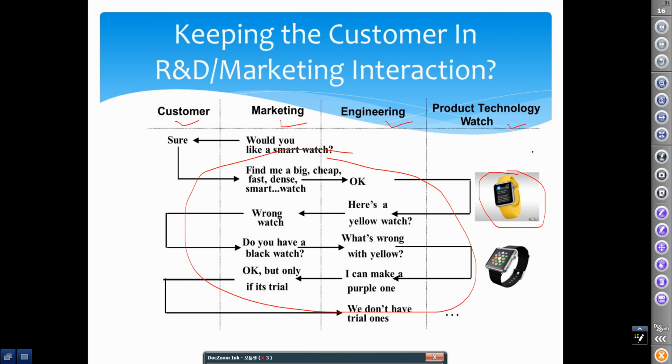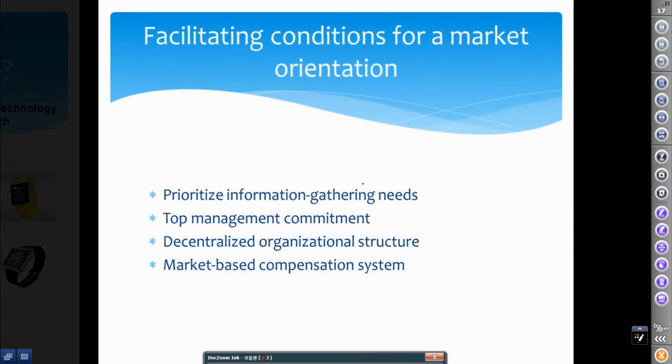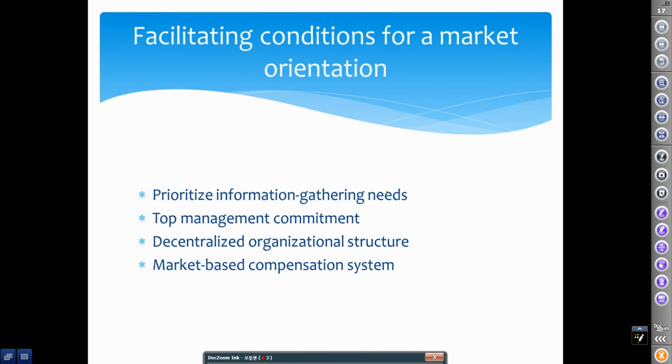It's very important to understand the customers and to implement the right customer strategy. What else? What are the kind of facilitating conditions for the market orientation we can find? There are four main areas: prioritize information gathering needs, top management commitment, decentralized organizational structure, and market-based compensation system.